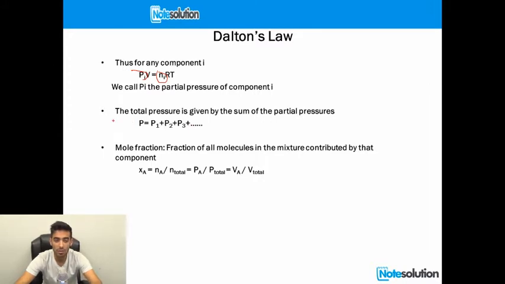Now there is a new term we're going to use. It's called mole fraction. Mole fraction is the fraction of all molecules in the mixture contributed by that component. So let's say XA, where A is a gas. XA would be nA over n total, and it would be equal to PA over P total and VA over V total. So the mole fraction, you can deduce it from number of moles, pressure, or volume.